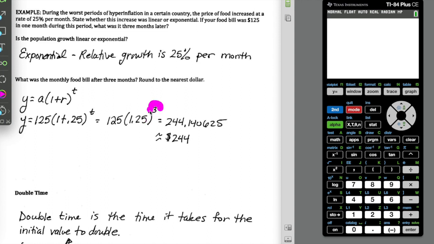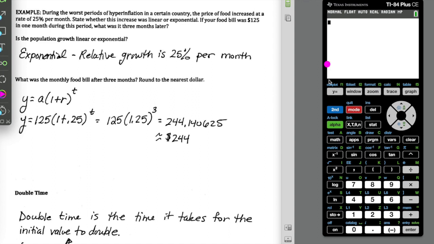And then I've got to raise that to my unit of time because they're asking me what the monthly food bill will be after 3 months. 3 is the month, so that goes in for time. And we need to round this to the nearest dollar. When we put this in on the calculator and round to the nearest dollar, we're going to get 244.